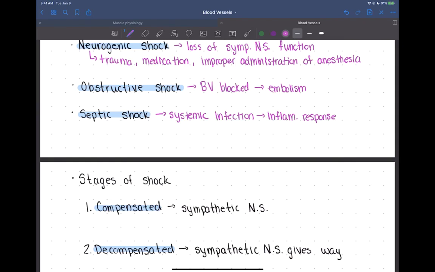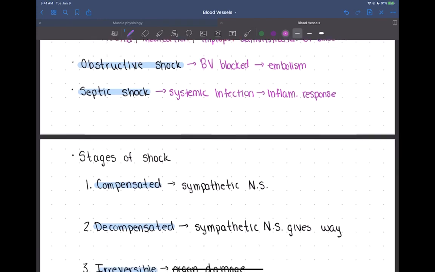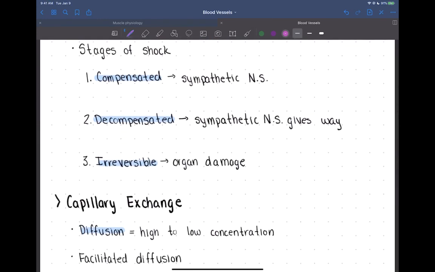All right, so let's talk about the stages of shock. Okay, so with shock, there are 3 different stages. The first one is compensated. So someone's going into shock, but immediately their nervous system, their sympathetic nervous system responds, all right, and it kind of helps to compensate. That's why this is called compensated for the problems, all right?